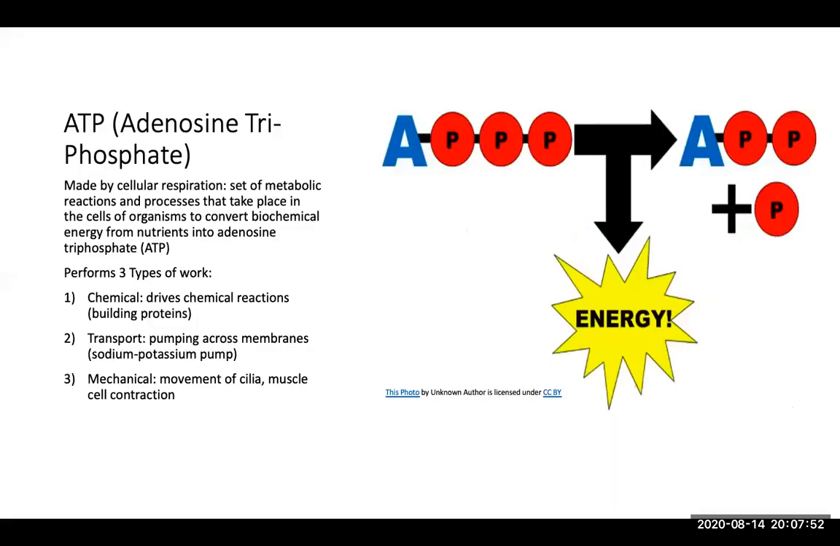Adenosine triphosphate is the energy that every cell in your body needs. It's called adenosine triphosphate because it has 3 phosphate groups attached to an adenosine. Through a chemical reaction, when a phosphate group gets released, energy is put out. So energy is in the form of ATP.